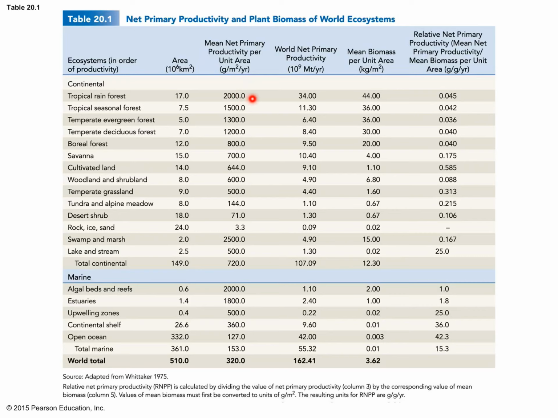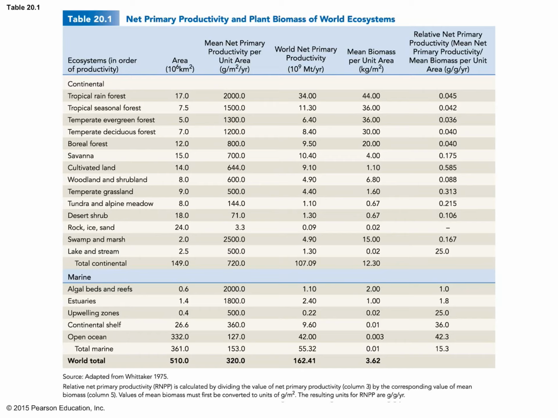Look at tropical rainforest, 2,000. Now, we might think that tropical rainforest would be the highest. Well, it's not the highest, but it is very high in terms of the amount of productivity going on. What's actually the highest? Swamps and marshes. The salt marshes we have along the coast of North Carolina and South Carolina and Georgia, for example. These are some of the most productive terrestrial environments on the planet, even more productive than tropical rainforests, which should probably take some people by surprise.